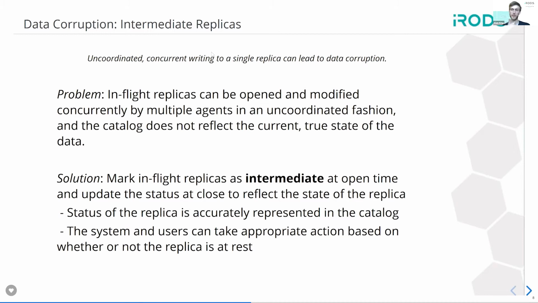So we had good and stale, which I described before. Now we have intermediate to show that a replica is in flight or that it's actively being written to. In this way, we accurately represent the state of the data in the catalog, and then the system and users can take appropriate action based on whether or not the data is at rest.